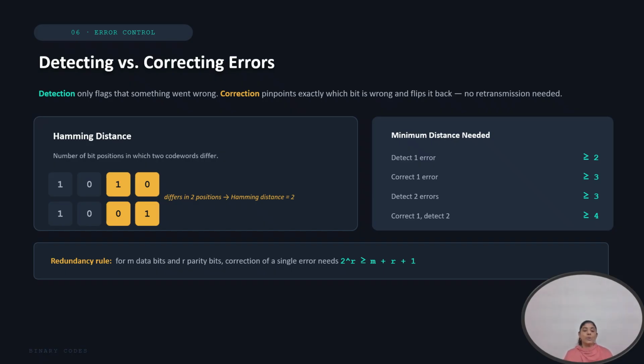So what is the redundancy rule you have to use here? Remember, for the redundancy rule, you have to use two values. One value is the message bit and the other value is the parity bit. The message bits I represent by the letter M, the data bits, and the parity bits I represent by the letter R. So the formula I followed there is 2 power R greater than or equal to M plus R plus 1. This is the way you have to apply the redundancy rule. Okay. I hope that till this point it is clear for you.